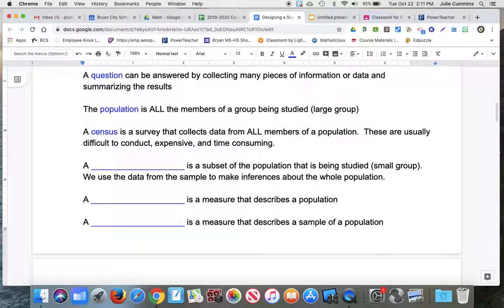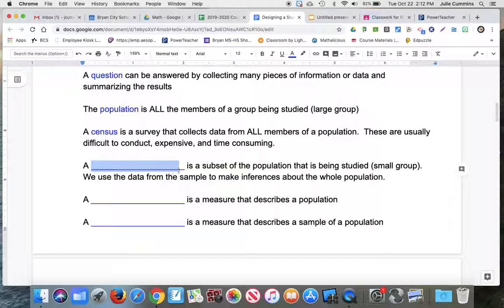We actually do a census in the United States every 10 years. One's coming up in 2020. You may have heard something about it. They are usually difficult to conduct, really expensive, and really time consuming. It is very hard to get to every single person in the population. I mean, just think about it for Bryan High School. If you wanted to conduct a survey on Bryan High School students, it would be really difficult because that's hundreds of people. A Google survey is not going to do it, sending out a Google form. Won't do it because some people won't answer, so then you have to go track them down.